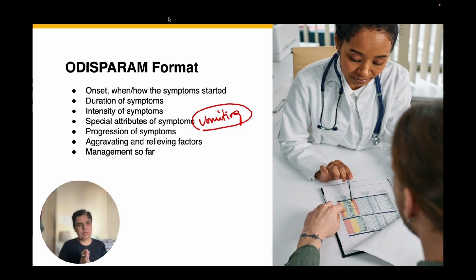How the symptoms have been progressing: whether they've been static, slowly and gradually aggravating, or improving. Progression of the symptoms is also very important to ask in the history, and that comes in the P of this format.